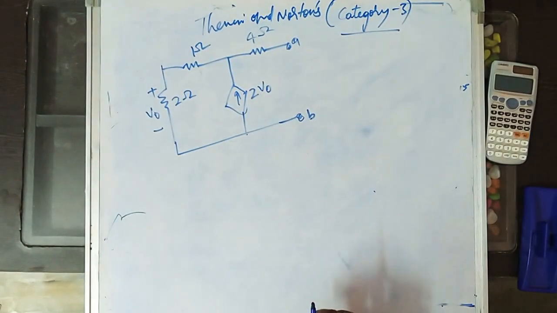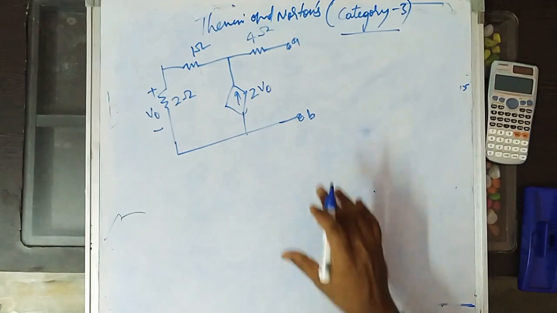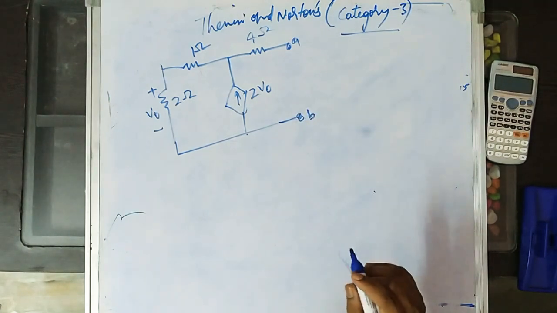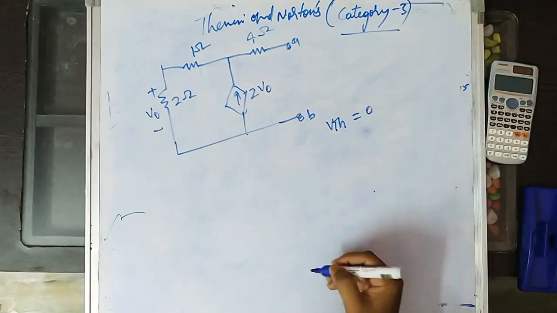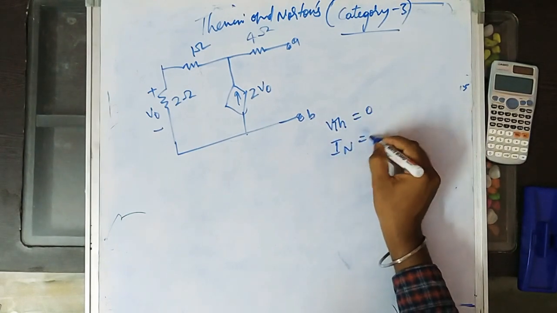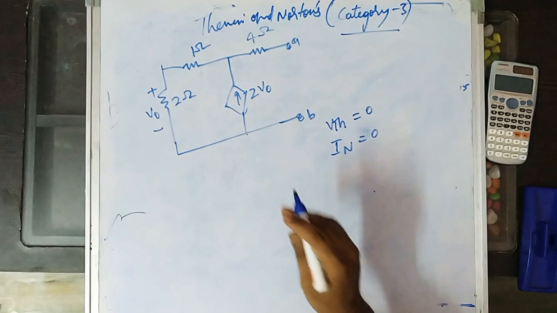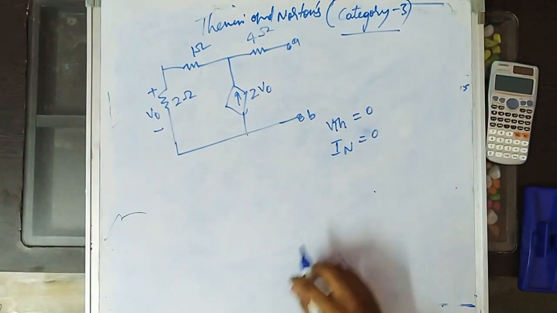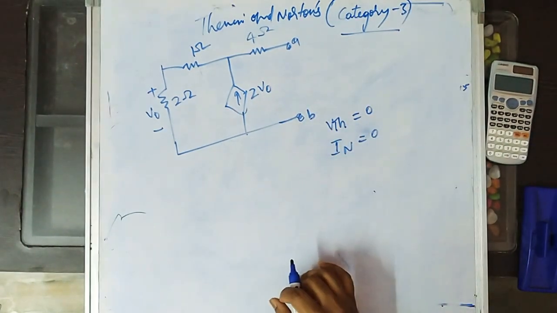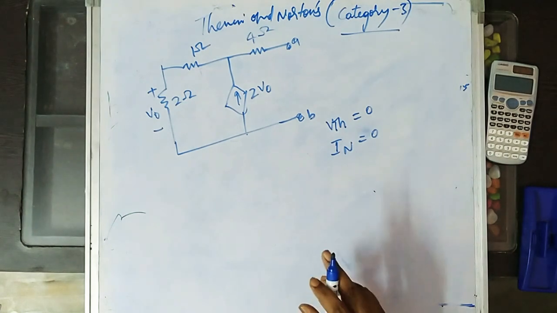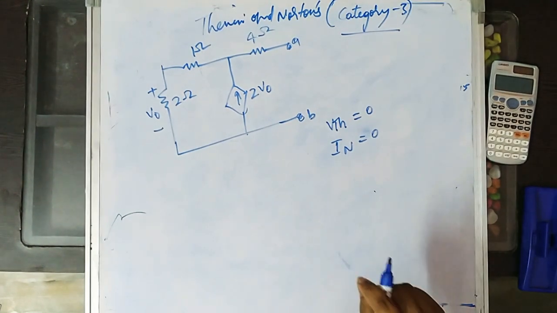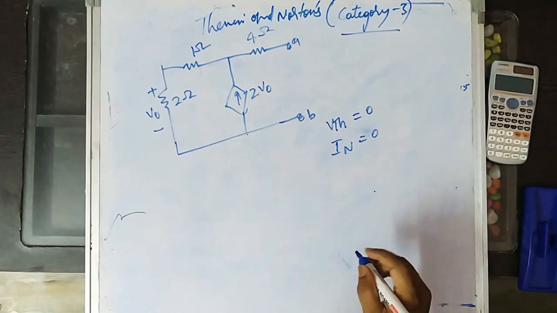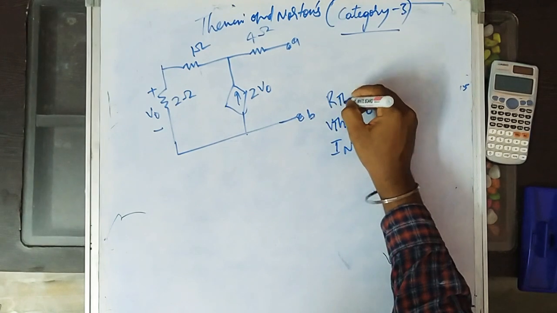So for this circuit, the Thevenin voltage V Thevenin is equal to 0 and IN is also 0, because there is no energizing element in the circuit. But for this circuit there will be a resistance. For any element in this world, whether energizing or not, there will be a resistance. So finding that resistance, R Thevenin, is the main concept here.